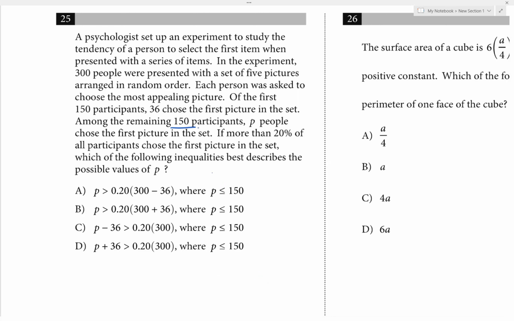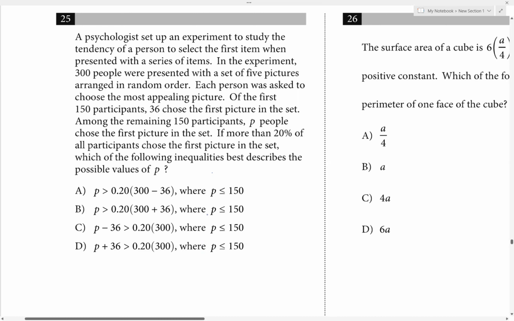It couldn't be more than 150 because that's everybody we have. If everybody chose the first picture, that would be 150, so it can't get higher than that. That's why they put a restriction here that P is less than or equal to 150, and all the answer choices have that. So we don't have to consider that. We just have to look at the inequalities and think about which one makes sense.